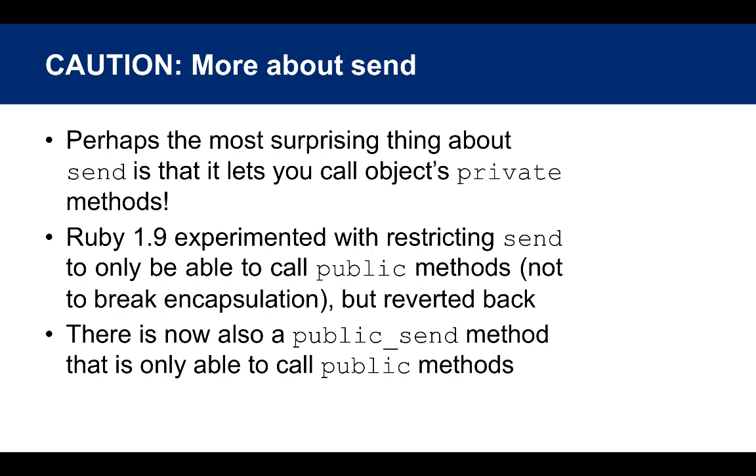Now, the interesting part about this is that send lets you call even an object's private methods, which is pretty crazy. But Ruby 1.9 experimented with restricting send to only be able to call public methods, and it didn't fly. The programmers liked that ability to call private methods, and they had to revert back.